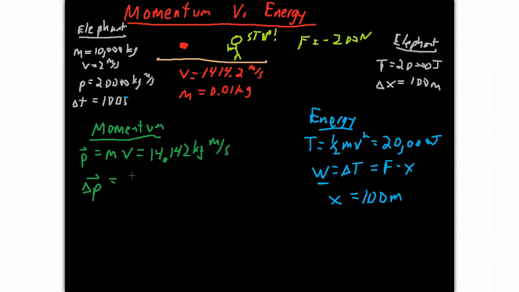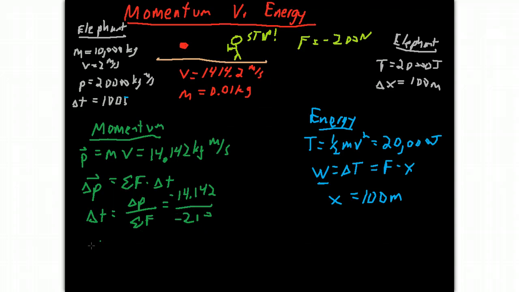So the change in momentum is equal to the sum of forces times the change in time. We can get the change in time by just taking this change in momentum divided by the sum of the forces. So we just take 14.142 divided by 200. And this is actually a negative and a negative. And that gives us a time frame of 0.07 seconds. Compare that to 100 seconds. And the reason for this difference should be obvious.